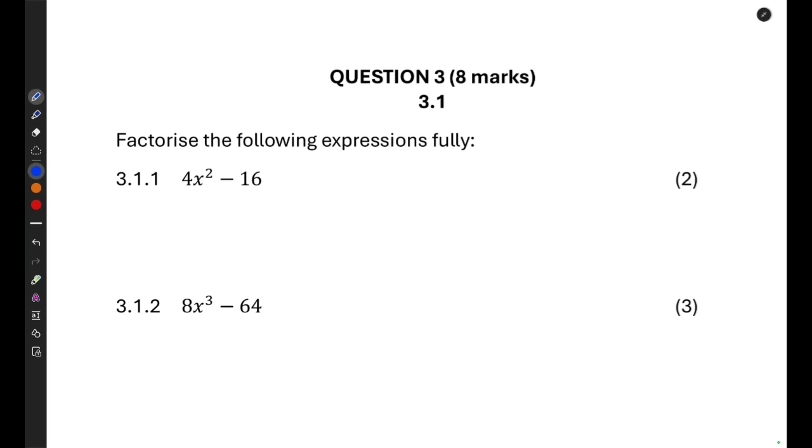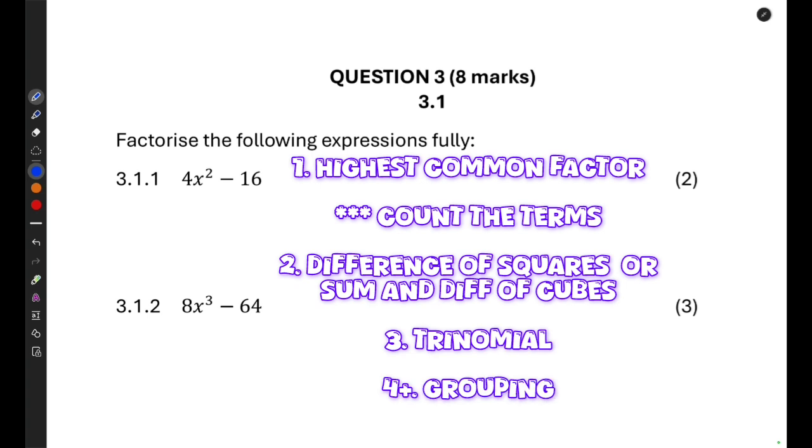Okay, so remember all the types of factorization. So I get highest common factor. That's always my first step. Check for a highest common factor. Then I'm going to count how many terms. If there are 2 terms, then it's difference of squares, or difference of cubes and sum of cubes. If there are 3 terms, it's always a trinomial, and then if there are 4 or more, it will be grouping.